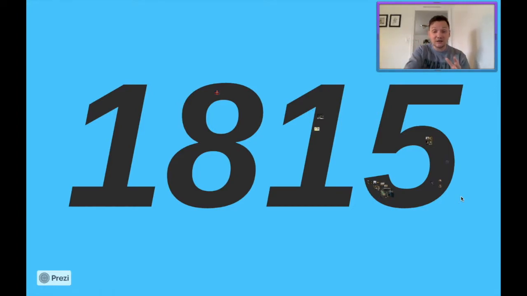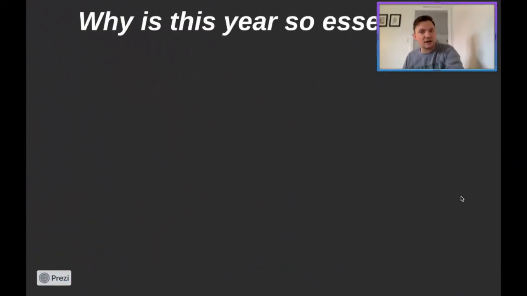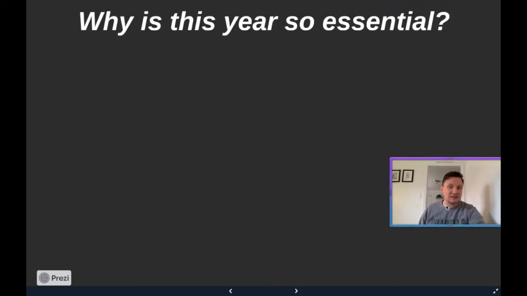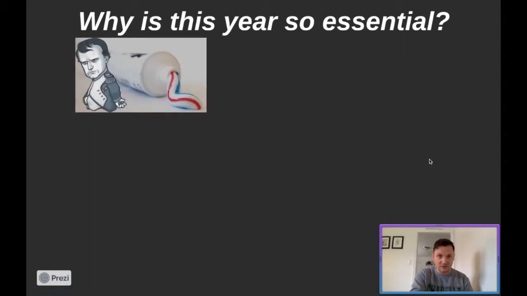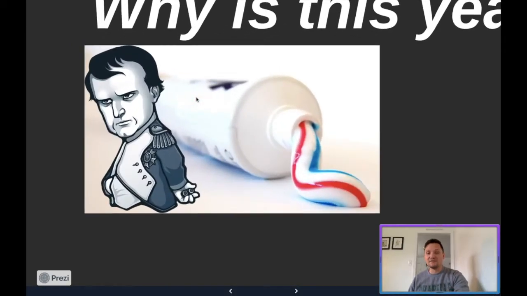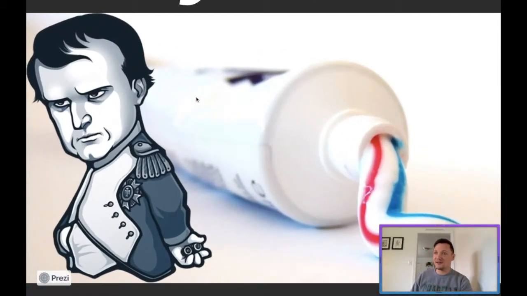Let's just dive right in. Why is the year 1815 so essential to the understanding of European history? Well, the way I like to look at it, with this nifty little example I've created: Napoleon squeezed the tube of toothpaste. How many of y'all have ever squeezed the tube of toothpaste, too much comes out, and you're like, oh darn, I can't get that back in there? That's what I like to refer to as Napoleon's toothpaste.